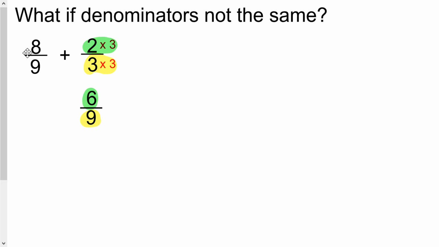And we'll pull down this 8/9 right there beside it so we can work it out. Now we have the common denominators. 9 goes on the bottom. 8 plus 6 on top is 14. Now, can we simplify it?